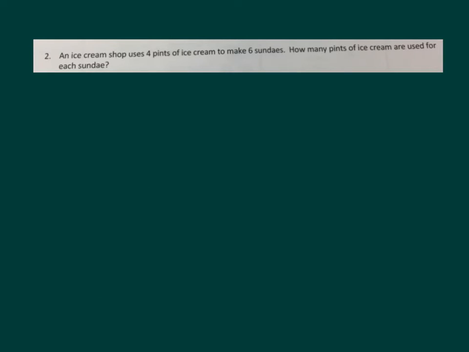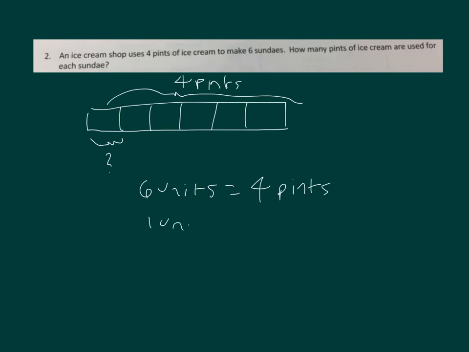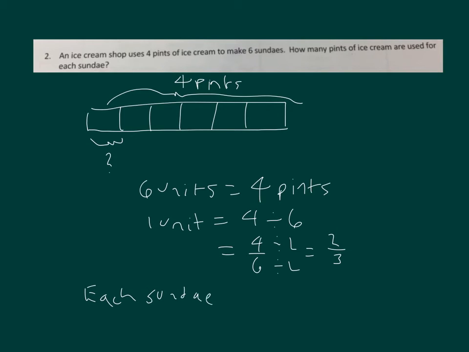An ice cream shop uses 4 pints of ice cream to make 6 sundaes. How many pints of ice cream are used for each sundae? So a tape diagram to represent the problem. All the ice cream is 4 pints. And we're making 6 sundaes. So then we have 6 units there. 6 units equals 4 pints. 1 unit is equal to 4 divided by 6, which equals 4/6, which also equals 2/3. Each sundae uses 2/3 pints ice cream.